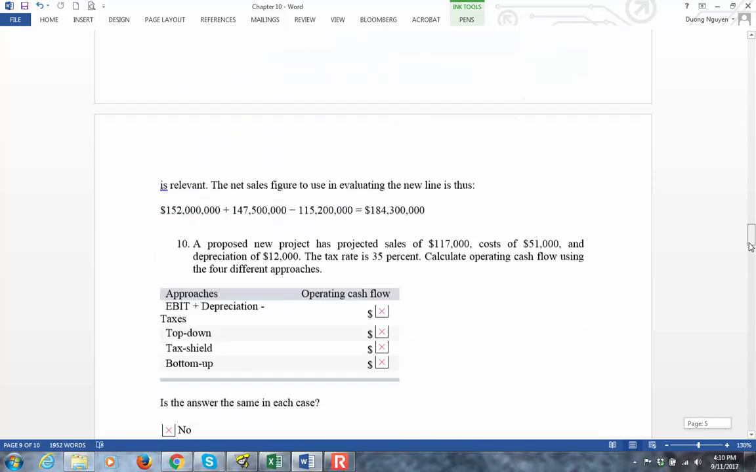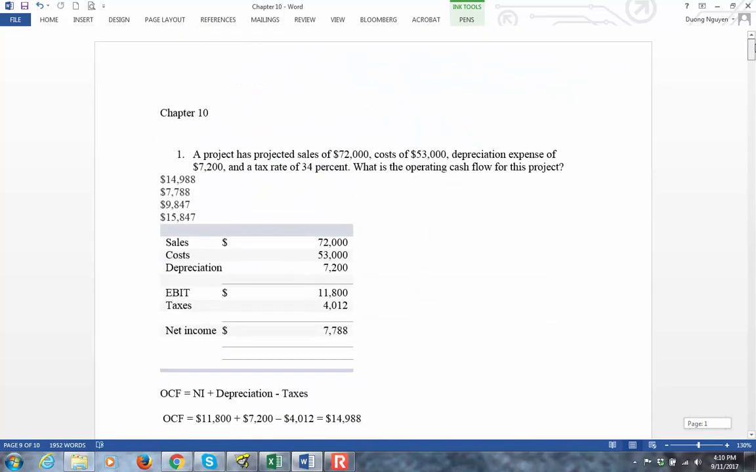Alright, so pretty much we are all set with the correction for chapter 10. After you go through the sample correction for chapter 10, review the slides, and read the book, you should be able to work on the homework for chapter 10.